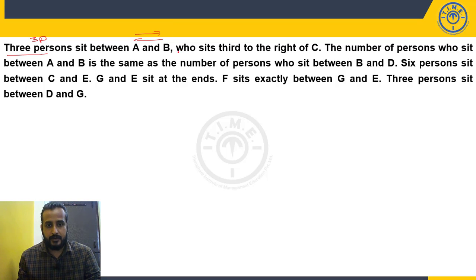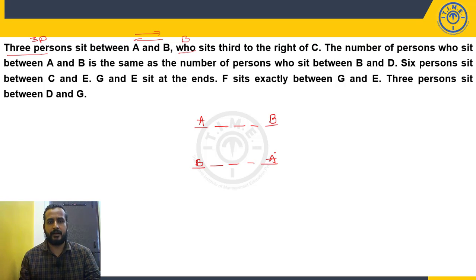Okay. And what is given in continuation? Who sits means we are talking about B. B sits third to the right of C. Let us fix them in the arrangement. It leads to 2 cases, because whether A is left of B or B is left of A, that we don't know. Let's see. A, 3 gaps, and it is B. And what is another case? B, 3 gaps, and it is A. One of these 2 cases will be correct.